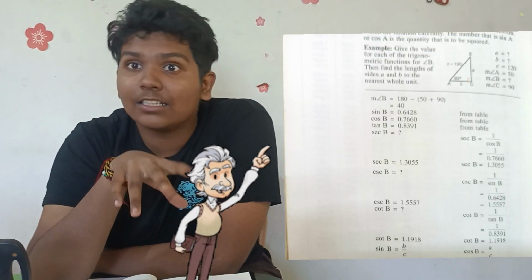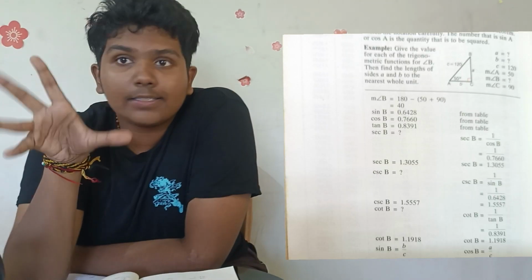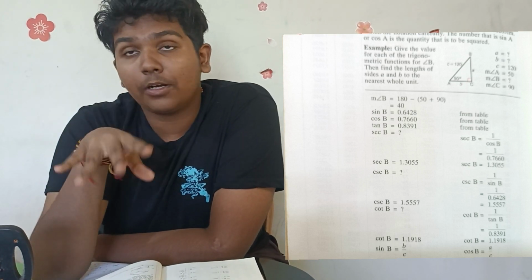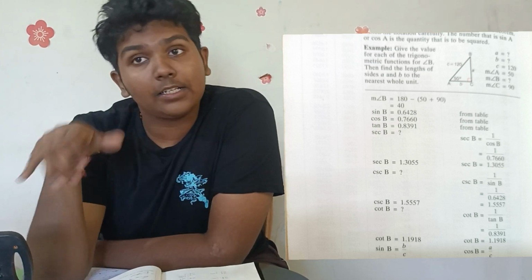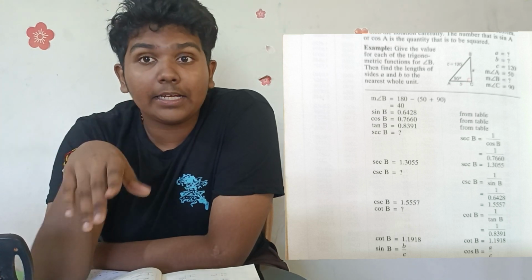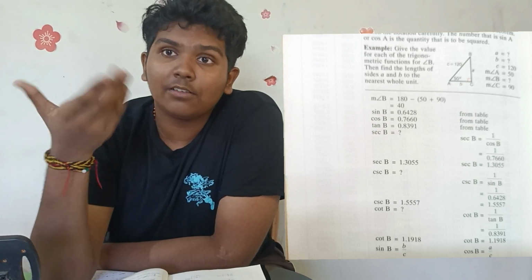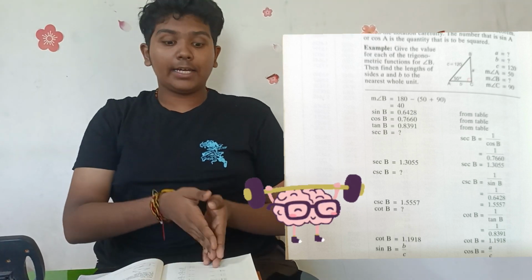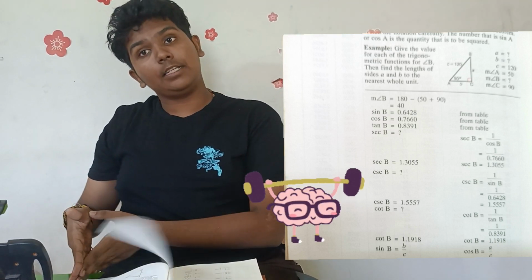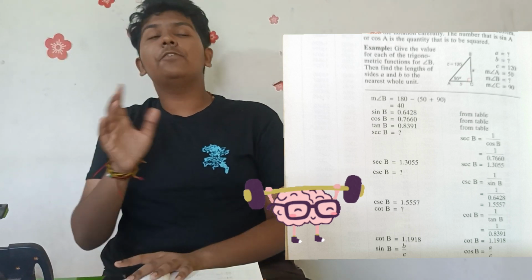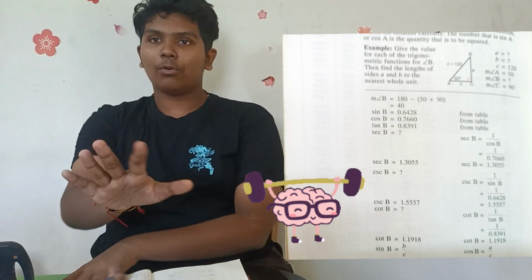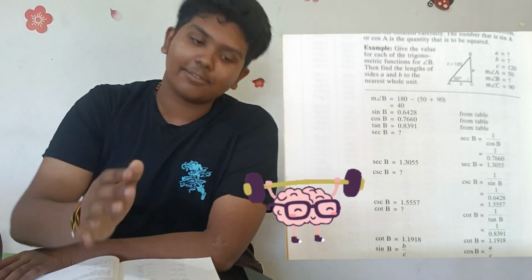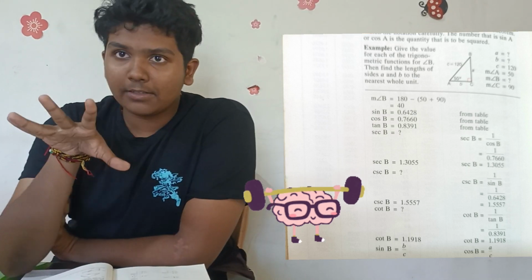Angle A is equal to 50, angle B unknown, and angle C is 90 degree, right? So how do you find angle B? Let's first find the angles. Angle A plus angle B plus angle C is equal to 180, right? We already found what A and C are, right? Angle B is equal to 180 minus those two angles. What is 50 plus 90? 140, right? So 180 minus 140 is 40 degree. So you found the B angle.